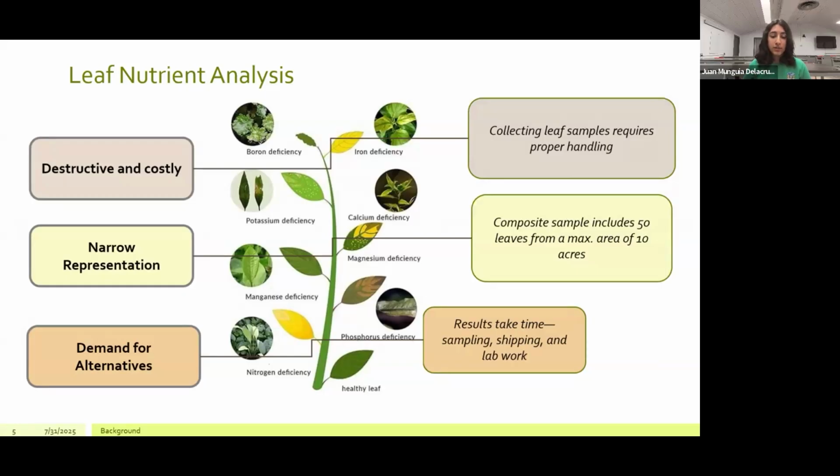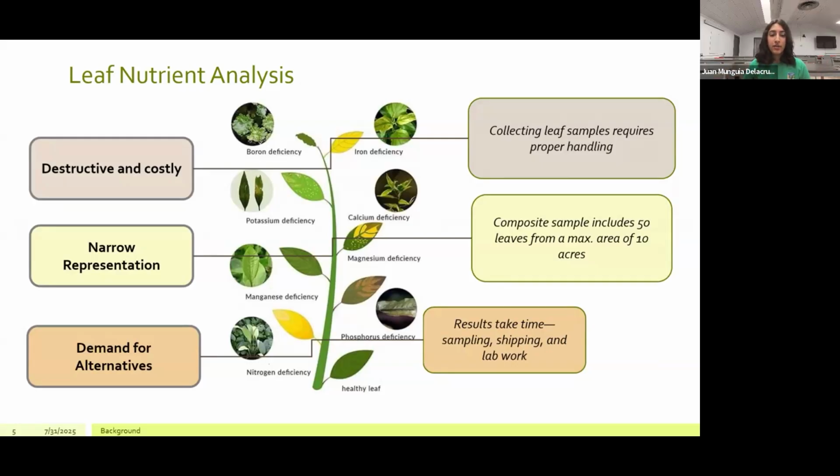The second problem comes down to narrow representation. We do get precise results. However, once you take samples from any orchard, and the standard is about 50 leaves per, say, 10 acres, you are going to get a composite sample from the lab, and that can reduce to some sort of representation that doesn't actually display every tree individually.